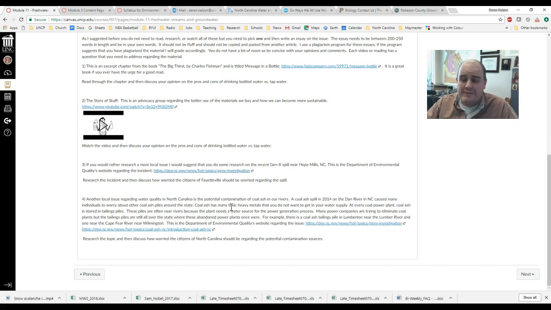And so if that ash fails, like it did in the Dan River back in 2014, a lot of heavy metals and sulfur and other things like that will get into the water supply and cause contamination of our water supply. That happened back in 2014 up the Dan River, and it could happen all over the state. For example, there's a pile in Lumberton that has not been cleaned up yet. There are piles in Wilmington that haven't been cleaned up yet. And they are sources of potential contamination.